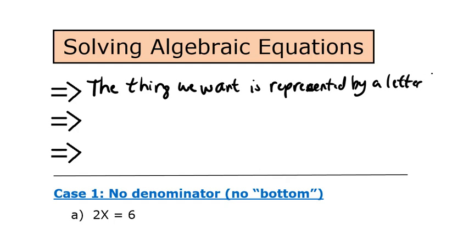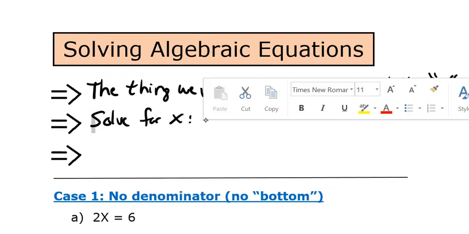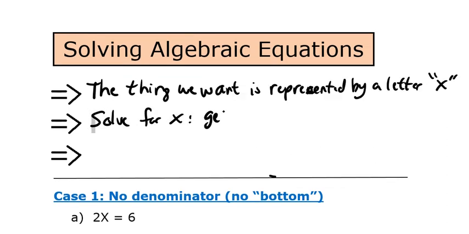And frequently people use the letter X. There's absolutely no reason why it needs to be X, and we will do examples where it's not X. But a lot of times people say they solve for X. Okay, so the goal is to solve for X. And how we do that in an equation is that we get X by itself on one side of the equation, which means on one side of the equal sign.